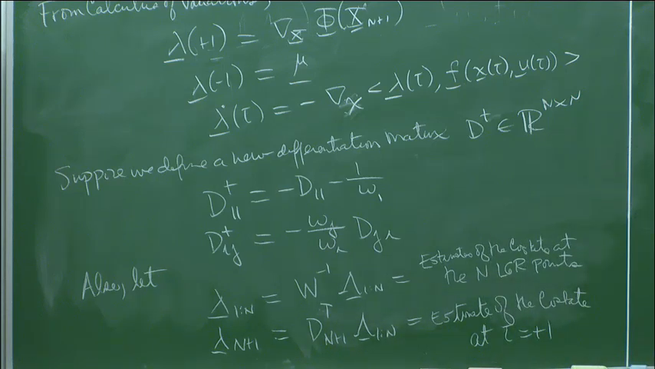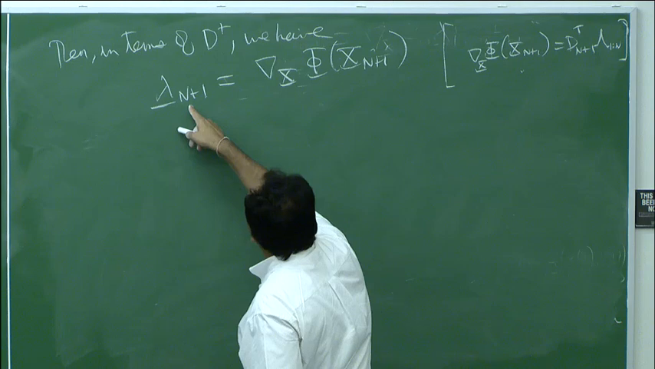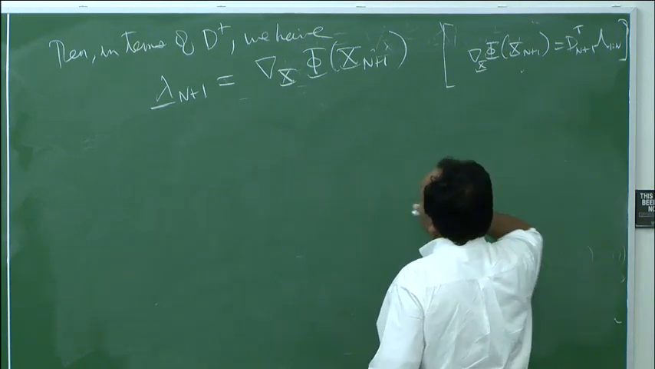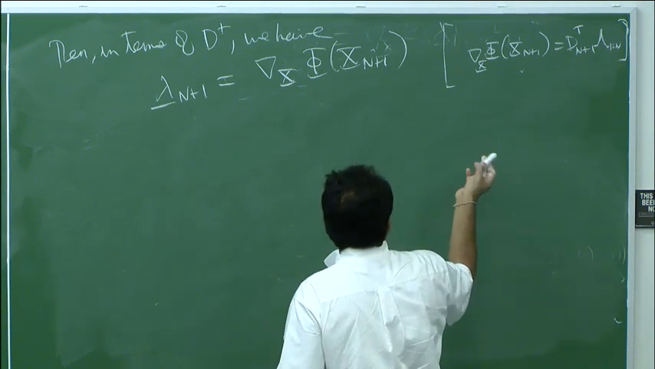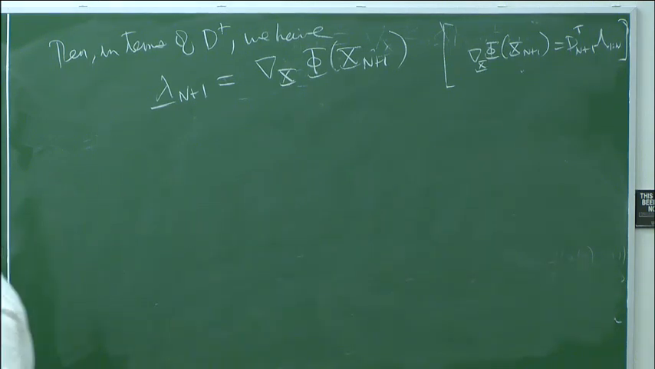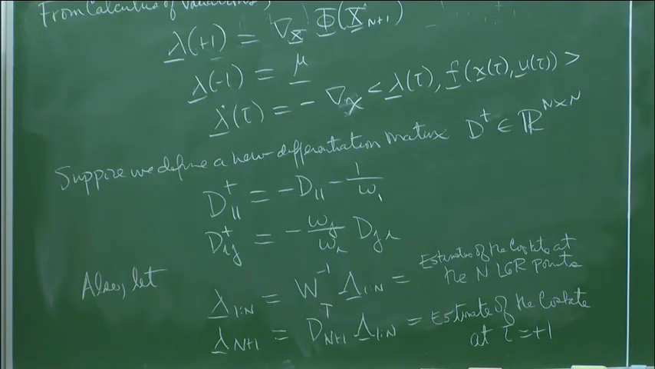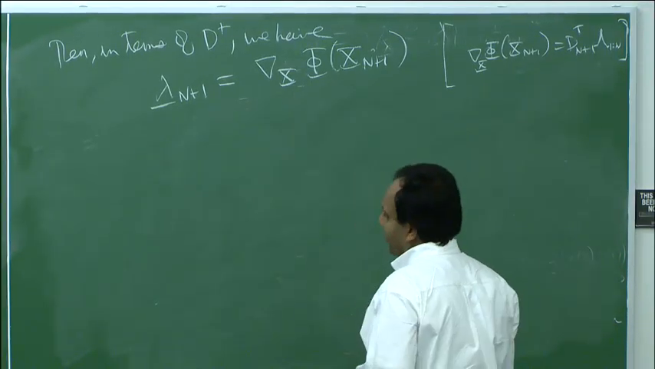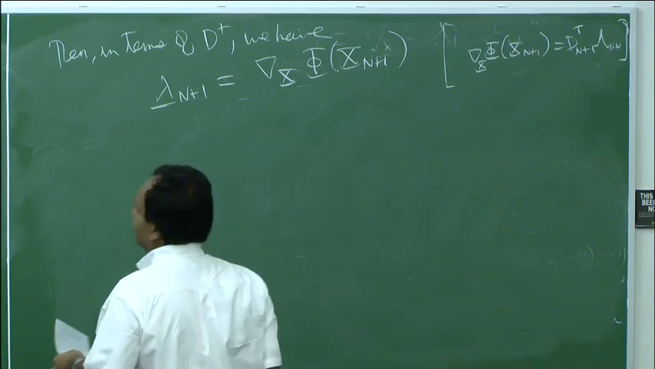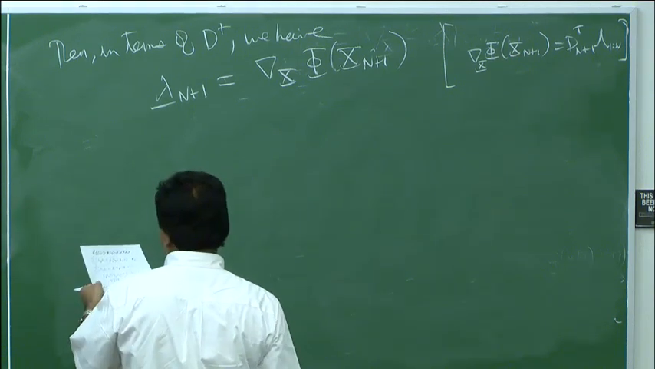Because little lambda N plus 1 is an estimate of the costate at the final point. It's equal to D_(N+1) transpose times big Lambda, but that is just equal to the gradient, and that's what I already know, so this equation doesn't change when I put it into the transformed system. In the transformed system, it looks exactly the same.